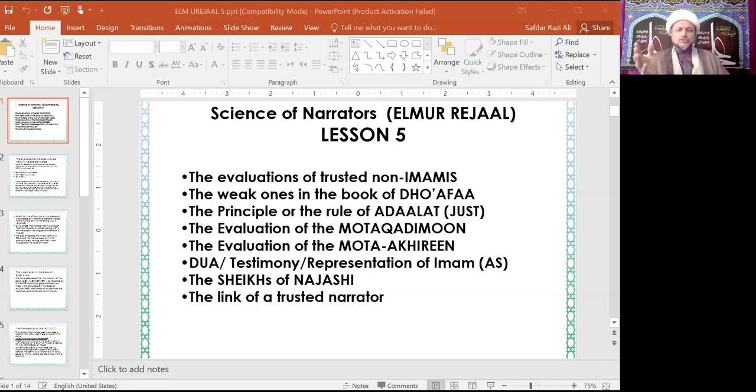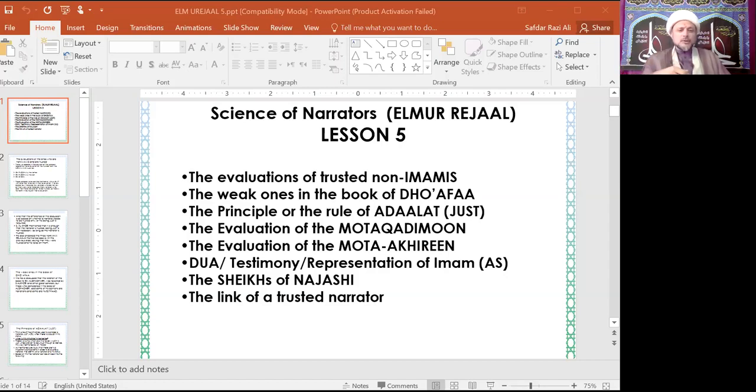This is similar to: every person is innocent until proven guilty. Not like many countries, where every Muslim is a terrorist until proven innocent. That's the opposite. No, every Muslim is innocent until you prove that he's a terrorist. So every person is innocent until you prove that he is guilty. Okay, so prove it. So this is asalatul adala. Every narrator is considered just unless it is proven that he is not just, that he has been defamed, that his defects have been found out, that he's not a reliable narrator.